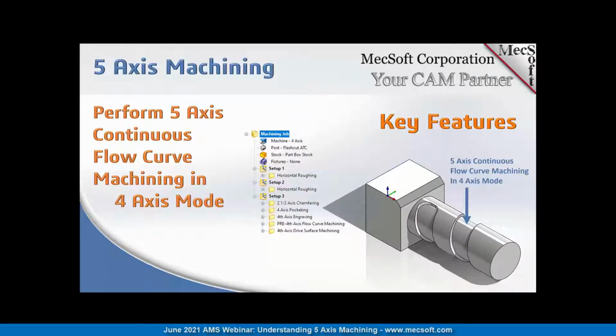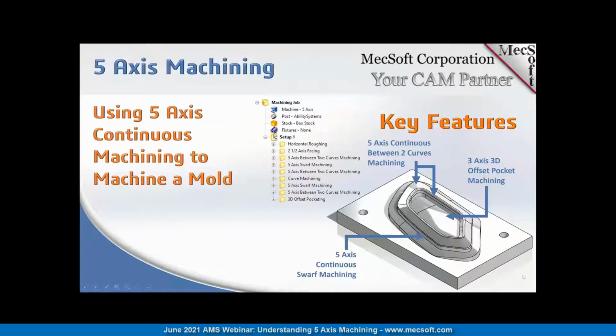Now, we've got a number of examples in these slides that we're going to show you, and that illustrates some of the key features. You can perform 5-axis continuous flow curve machining in 4-axis mode. We mentioned this earlier about using a 4-axis. Why were we talking about 4-axis? Well, in the example you see here on the right, you have a 4-axis part, but you have a surface that you can use 5-axis continual flow curve machining on and output that in 4-axis mode.